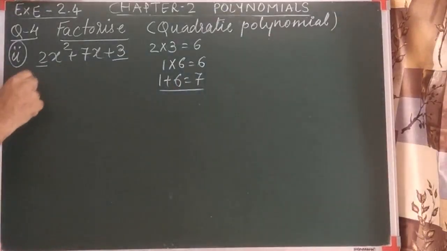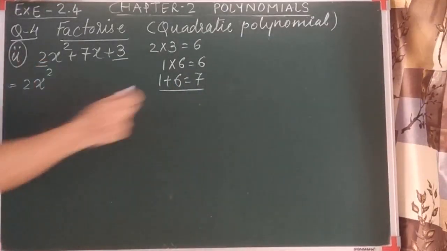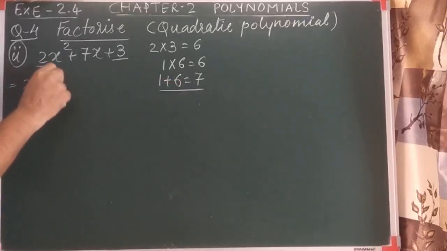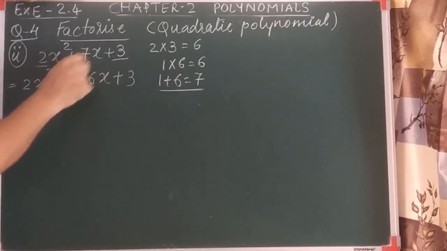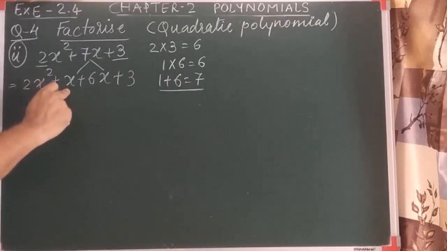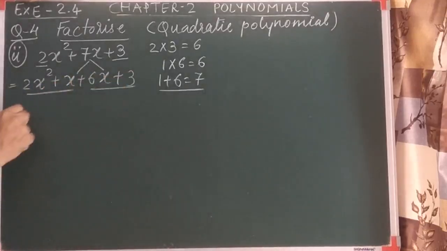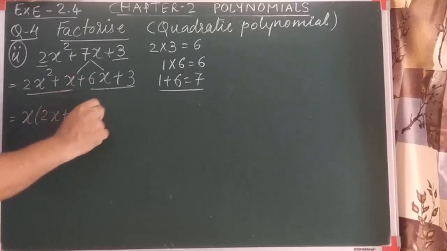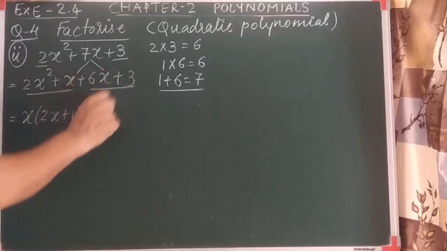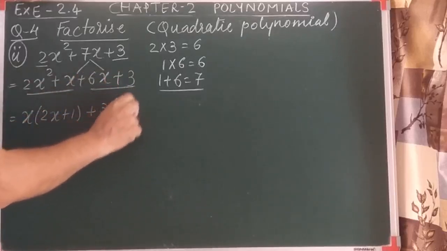So let us write both the terms. 2x square plus x plus 6x; you can change the order, that doesn't matter. What I have done is split the 7x in two parts, x plus 6x. Take common from the first two and the last two. The common is x, so it remains 2x plus 1. The third term sign is plus. Now the common is 3, so it remains 2x plus 1.